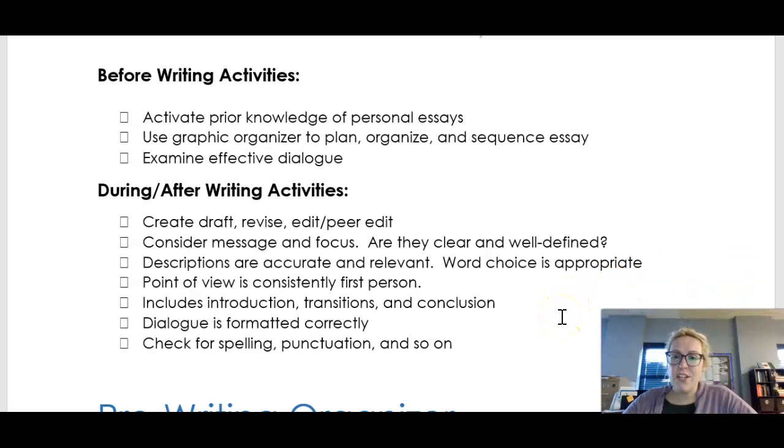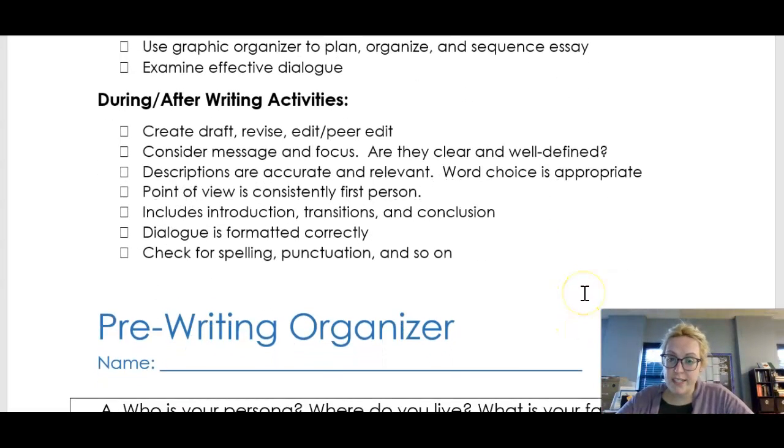Consider the message and make sure that it's focused, you're clear, your descriptors are accurate, your word choice is appropriate. No obscene language in this essay. I know it's first person, but no F-bombs or anything like that in this essay. Point of view is consistently first person, so making sure that you're not using the he or she, that you're always using I, that you have a clear introduction, that your dialogue is also formatted properly by using quotation marks, that you're checking for spelling and punctuation, etc.